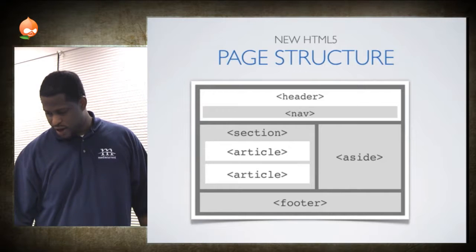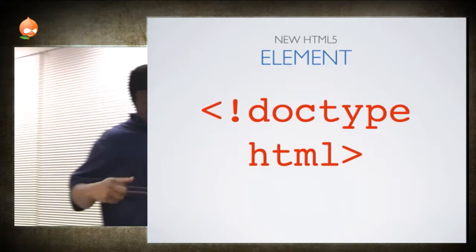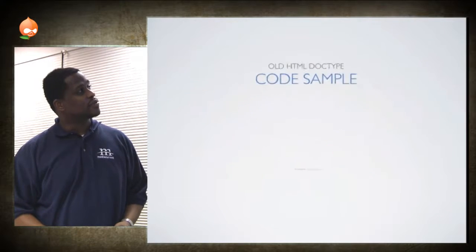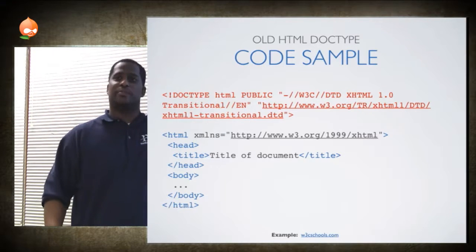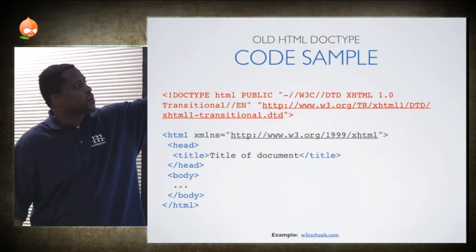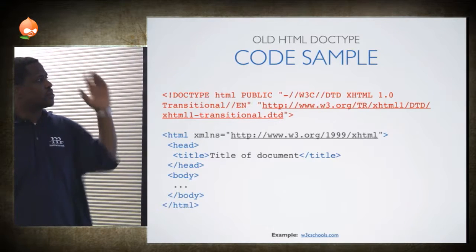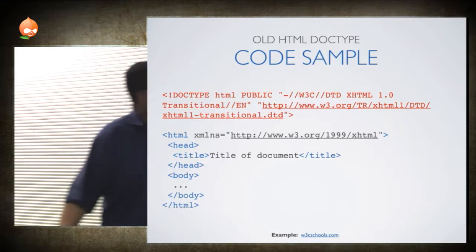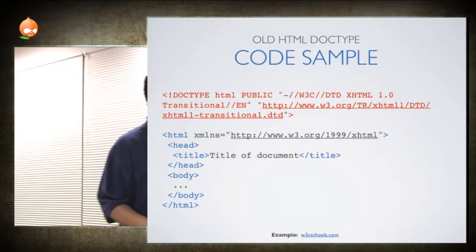So let's start with the first element, right? The doctype. Oh, the mighty, mighty doctype, right? Look at this. This is what you used to have to do. I've been doing this for a while, and I still haven't memorized it. This is necessary because its predecessor was built on SGML. And you had to define it with a DTD, document type definition. And that was there for XML and other languages.